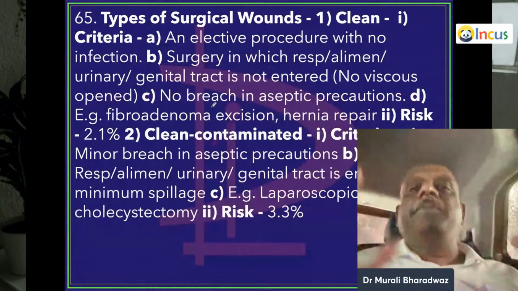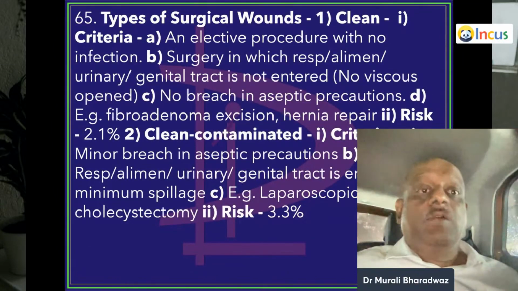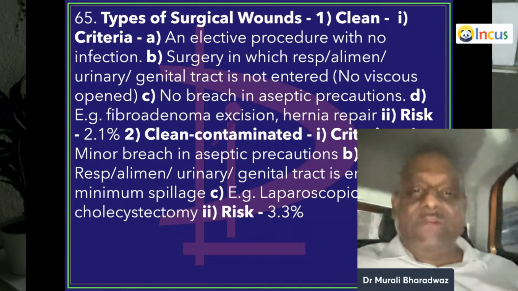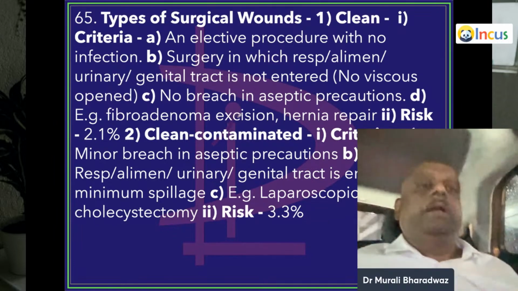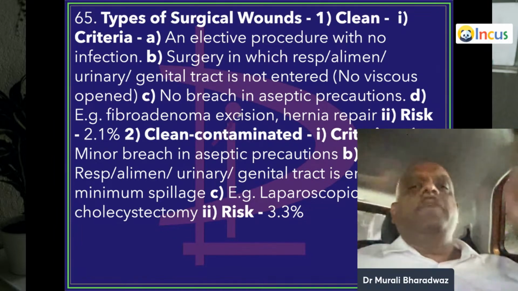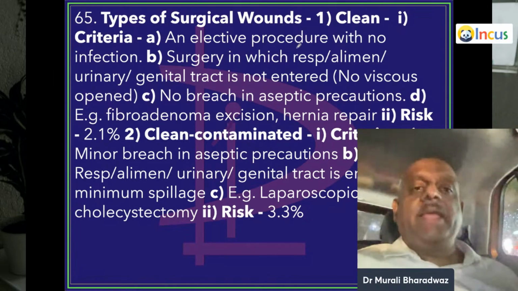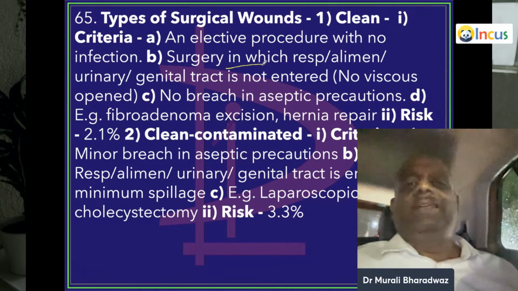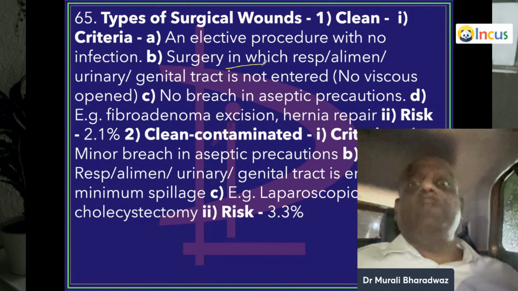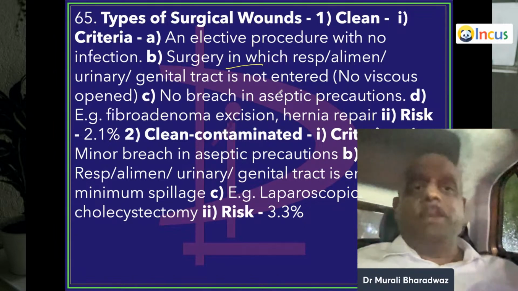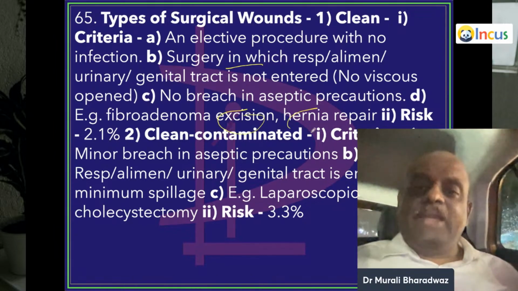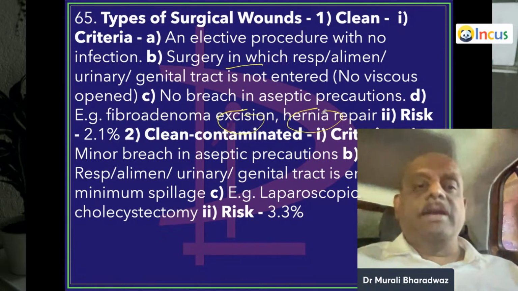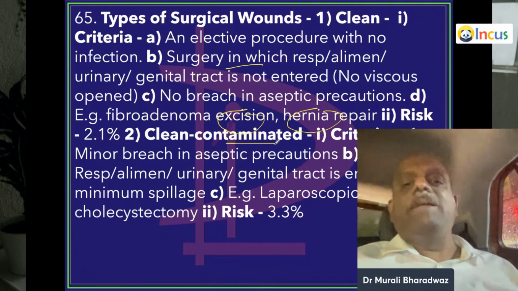So this is the 5 P's of granulation tissue, which you should not forget. Now, what are the types of surgical wounds? This is another bomb-like question, the favorite question of the examiner. You need to be very sure about it. It is a clean wound if it is an elective procedure. Similarly, if you don't enter the respiratory, alimentary, urinary or genital tract when you do surgery, it is clean. Whenever you don't open a viscus, if there is no breach, like fibroadenoma excision or hernia repair, a classical question. What is your answer? Clean wound.